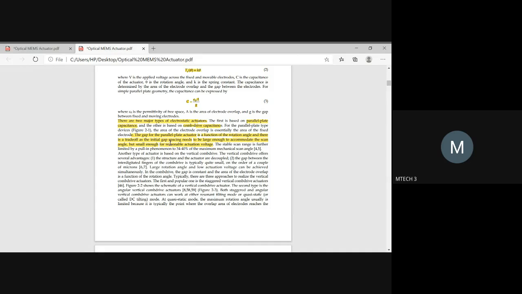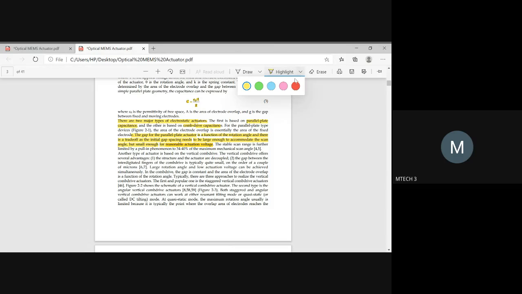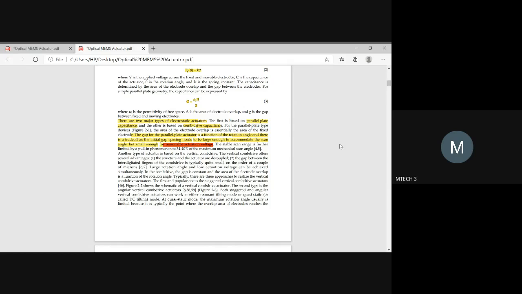Even here it is given: this gap is very essential to know the reasonable actuation voltage. So if you vary the values of the gap, then you can identify how the actuation voltage is varying. This you can understand if you operate the actuator in person.